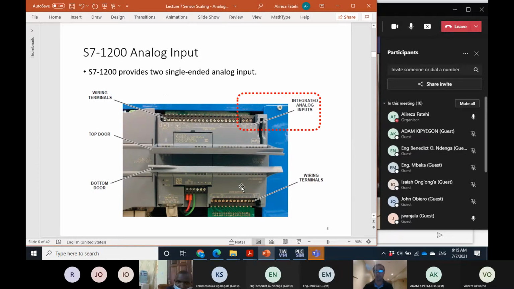This S7-1200 Siemens PLC provides two analog inputs. So we can measure two analog inputs by this PLC. Of course, it is possible to add some extra modules, input modules or output modules. I'm not speaking about that, just the base of the PLC, the one that you have in the trainer. It supports two analog inputs, so you can read two analog inputs.